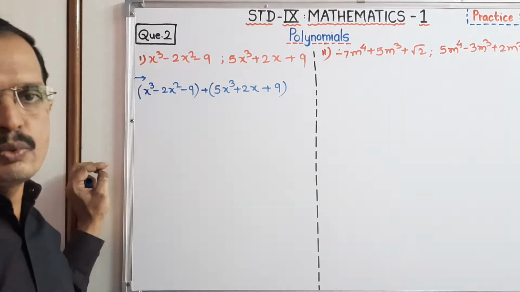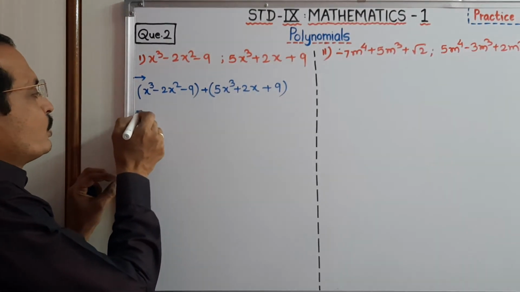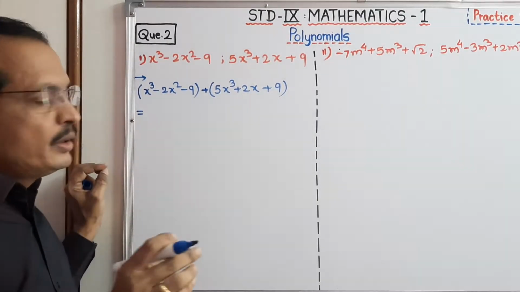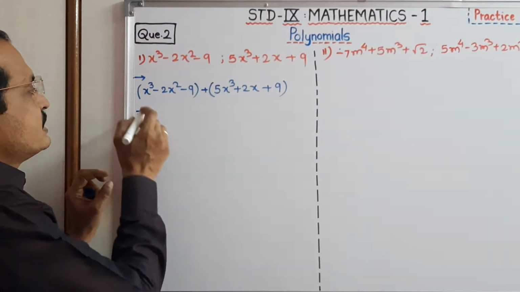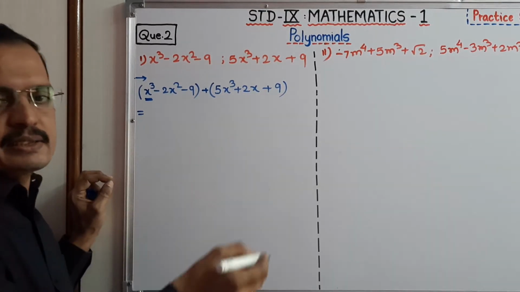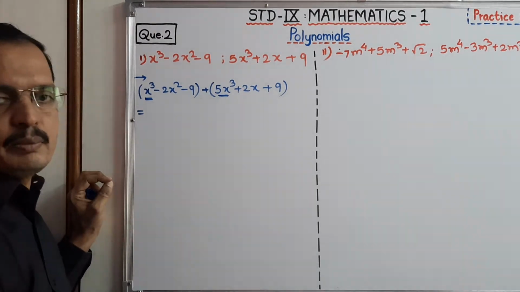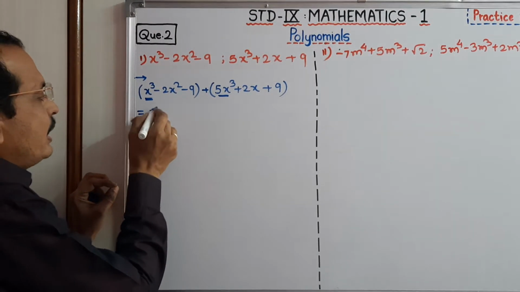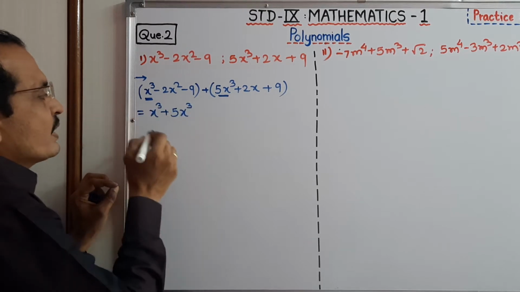Now dear student, we have to make the addition of this, and for that addition what we have to do is take the similar terms together. Similar terms together means here x cube is there, and the term having index 3 in the second polynomial is 5x cube. These are the similar terms. Therefore we write here x cube plus this 5x cube.